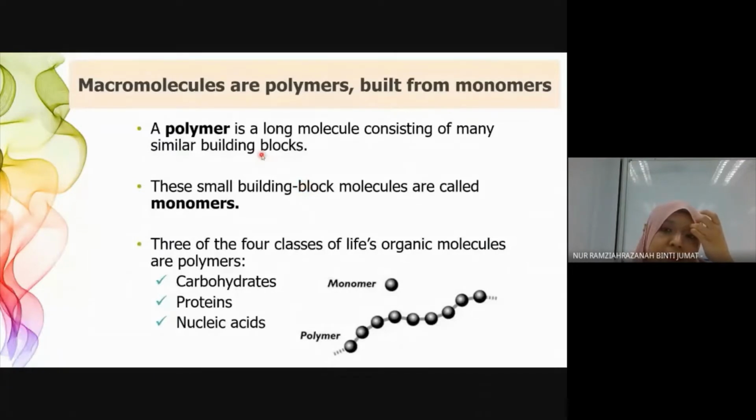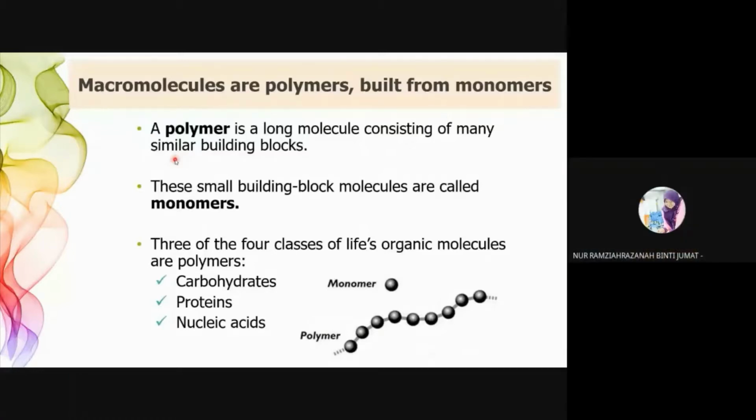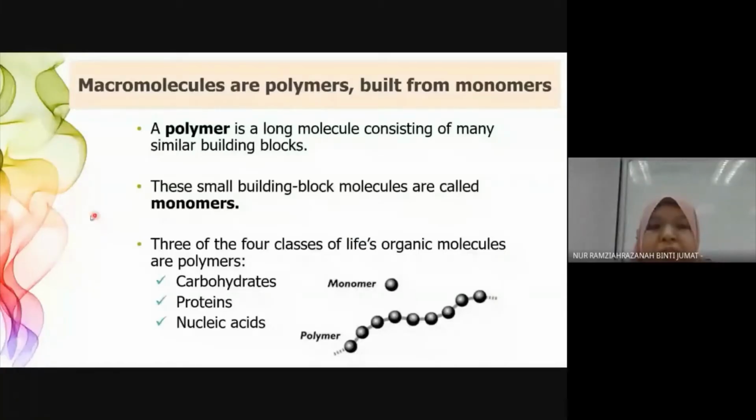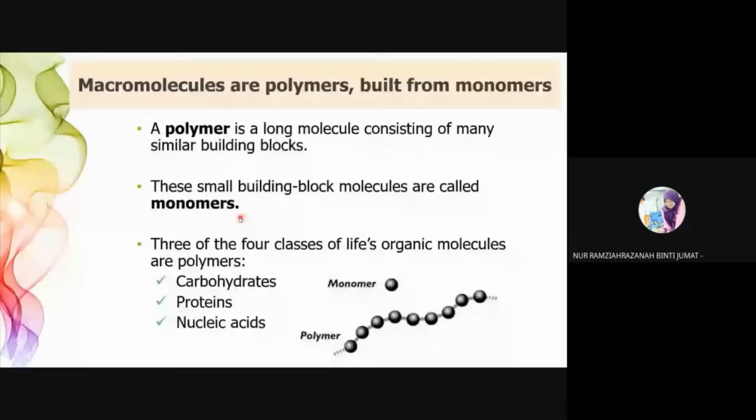What it means by polymer is a long molecule that consists of many similar building blocks. These similar blocks that they are made of, we call monomers. So it is like they have a repeating unit. It is the monomer. When you combine the monomers together, you get the polymer.